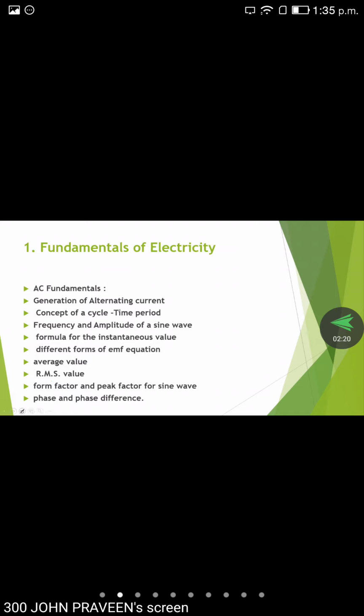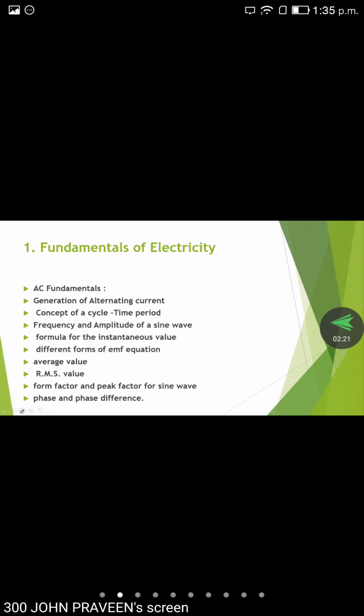Next we discuss the AC fundamentals. In case of AC fundamentals, we discuss what is alternating current, how it is generated, next the concept of a cycle, what we call a time period, how frequency is defined, what is the amplitude of a sine wave, next the formulas, forms of different equations for EMF, average value, RMS value, definitions of form factor, peak factor. Next finally we discuss phase and phase differences.